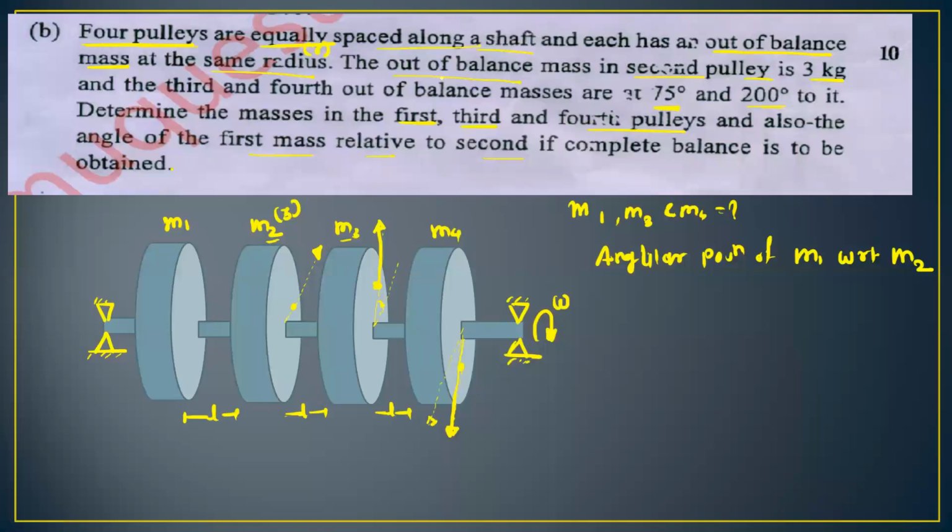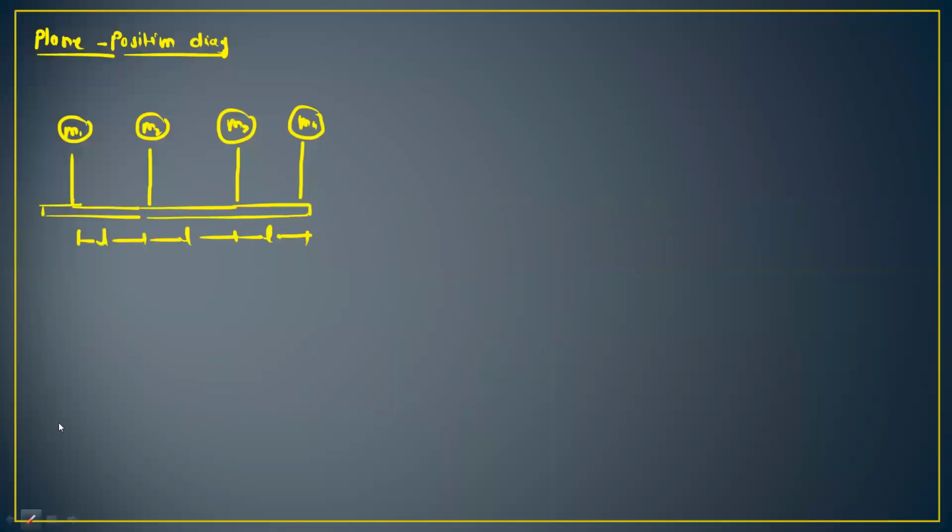And the radius is also the same. So each mass has an out of balance at the same radius. So we will take this radius as R. Okay, so this is a plane position diagram. Now draw the angular position diagram.